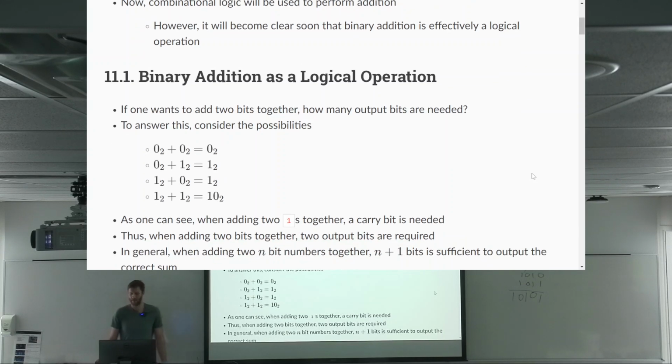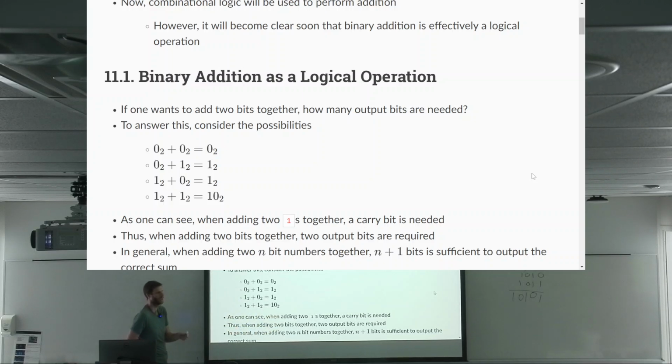So, if one wants to add 2 bits together, how many output bits are needed? Well, potentially 2, right? Let me work on my words here. An input, 0. Another input, 0. That gives me a 0. An input, 0. Another input, 1. That gives me a 1. A 1 and a 0, a 1. But then a 1 and a 1, we get a 1, 0.